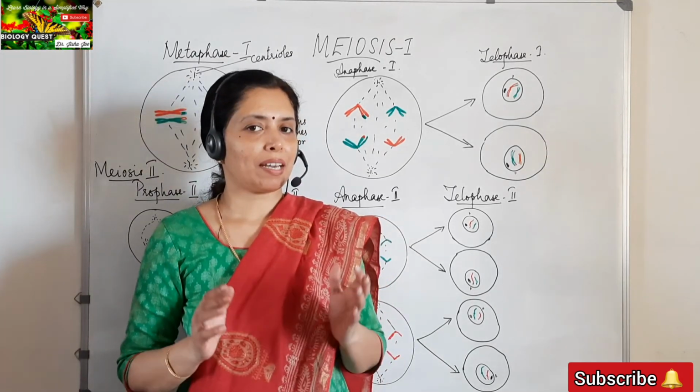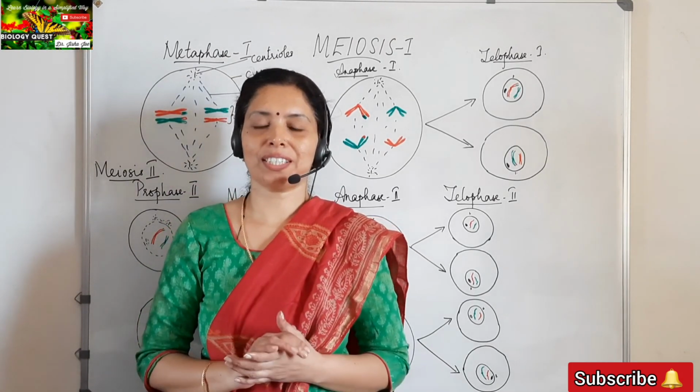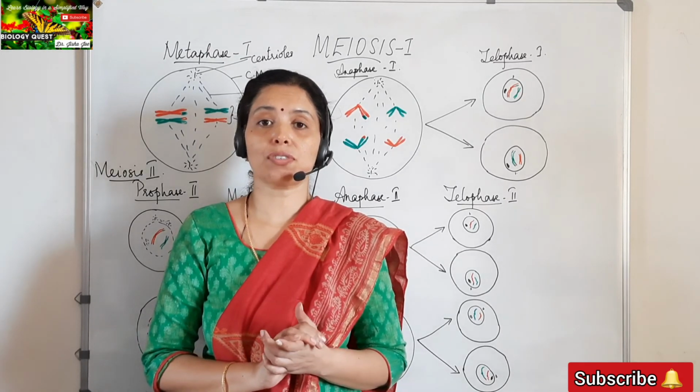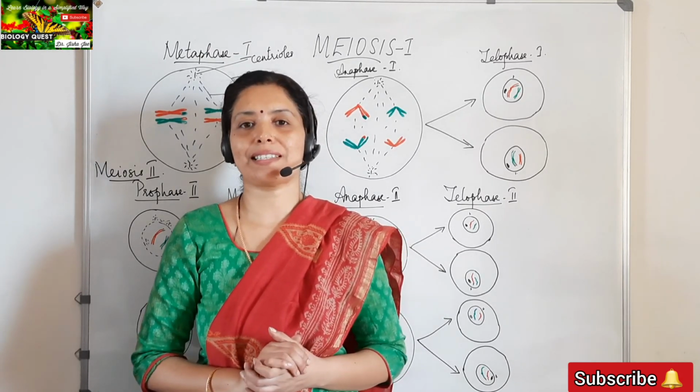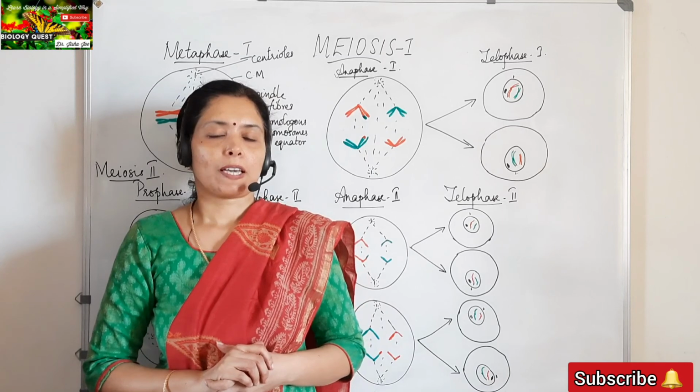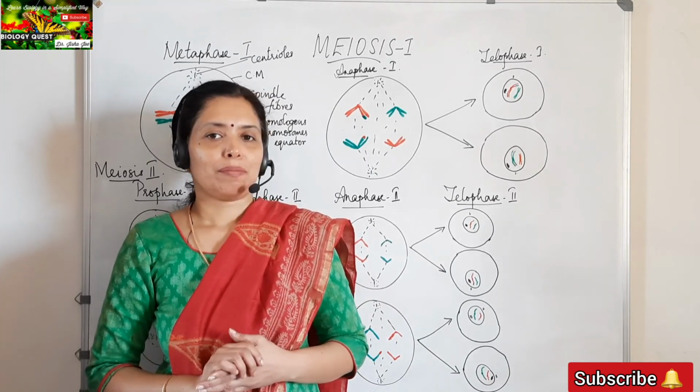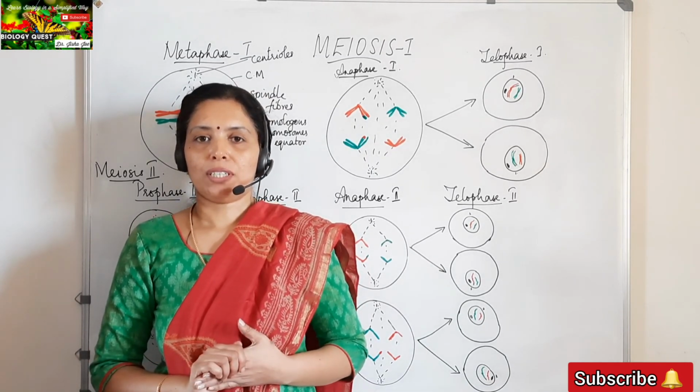So children, we have seen meiotic division. At the end of meiosis, 4 haploid daughter cells have been produced. With this we come to the end of this chapter.